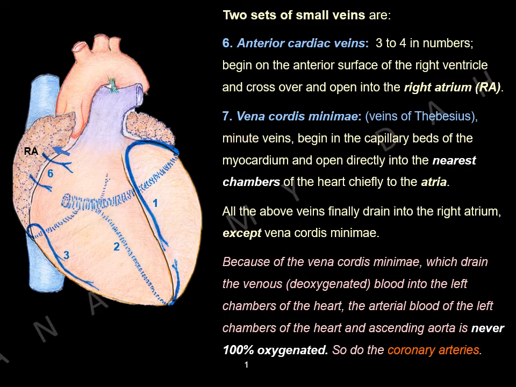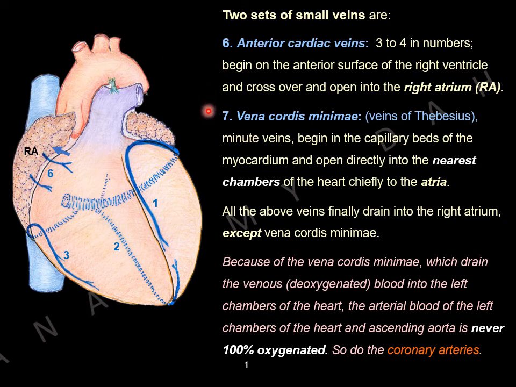Now we are going to talk about the last two sets of veins. Before that, let's see the heart again. This is anterior atrioventricular sulcus between the right atrium and right ventricle. So number 6 set of veins are anterior cardiac veins. They are 3 to 4 in number. They begin from the anterior surface of the right ventricle. They cross the anterior atrioventricular sulcus and drain into the right atrium.